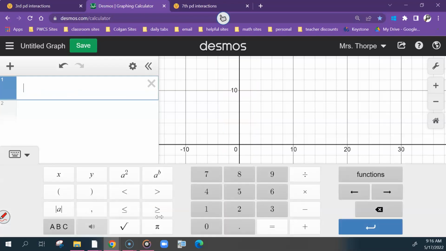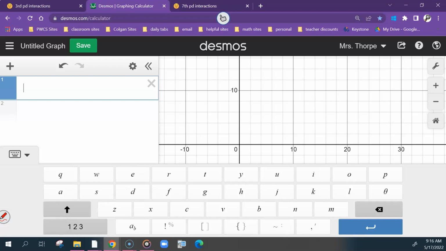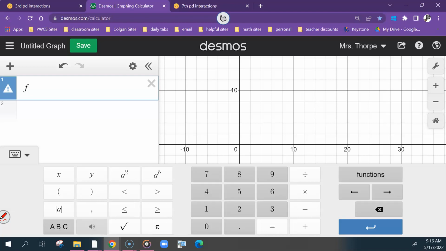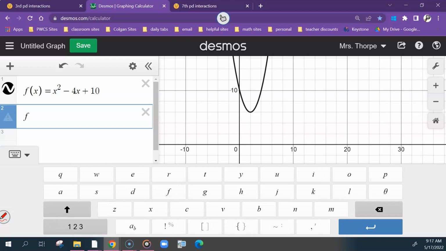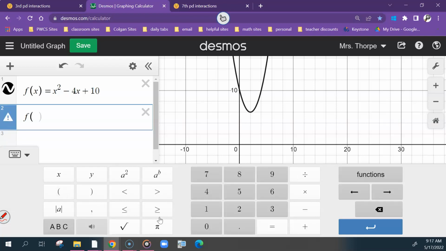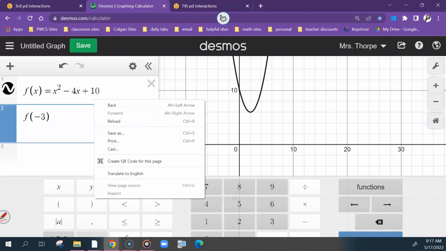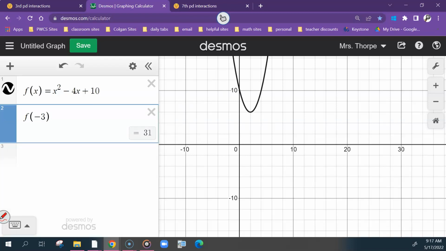For number 11, I would put in the function. I don't think it really matters if you put it f of x or not, but I'll do it just because it's different. Equals minus 4x plus 10. And then f of negative 3. And 31 would be your answer. 31.